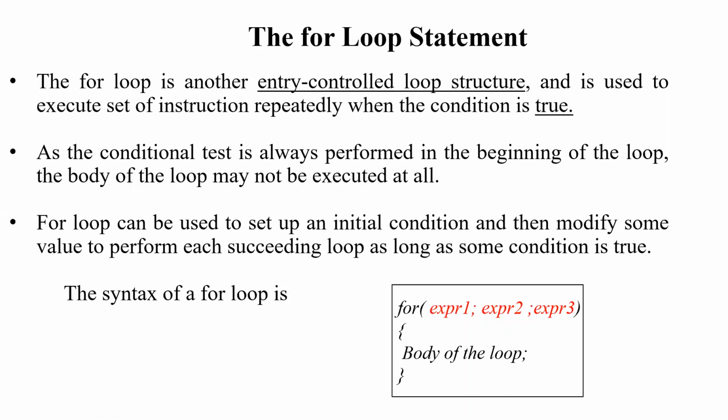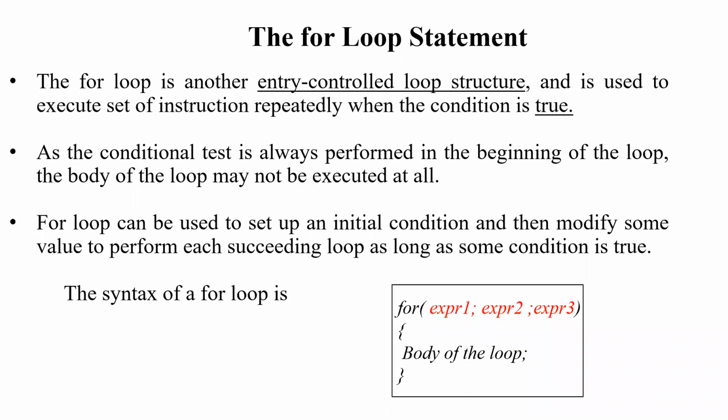We were seeing the while loop. When the condition is true, it will execute the body of the loop. In do while, even without the condition being true, one time it will execute the body of the loop. Then only it will check the condition. When the condition is true, again it will execute the body of the loop.